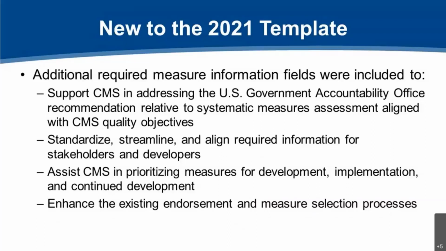These additional fields have been included to support CMS in addressing the U.S. Government Accountability Office recommendation regarding systematic measure assessment that aligns with CMS quality objectives. They help to standardize, streamline, and align required information for stakeholders and developers. They assist CMS in prioritizing measures for development, implementation, and continued development, and they enhance the existing endorsement and measure selection processes.